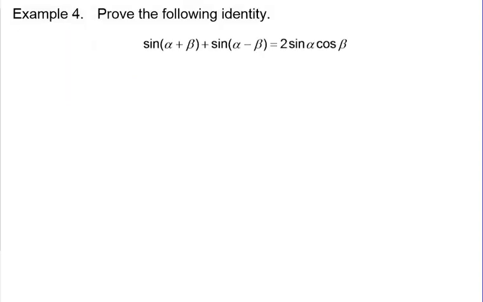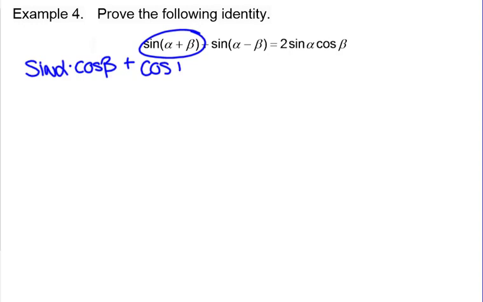In our last example, prove the following identity. So sine of alpha plus beta plus sine of alpha subtract beta is equal to 2 sine alpha cosine beta. Again, I would probably take the more complex side personally. So let's take our sine of alpha plus beta. So using our identity on this one, sine of alpha times cos of beta plus cos of alpha sine of beta plus our difference identity.